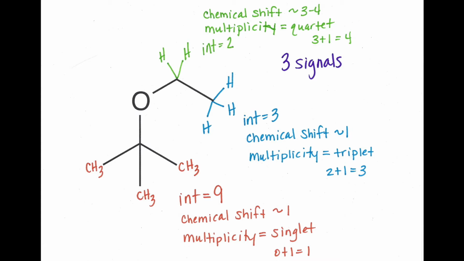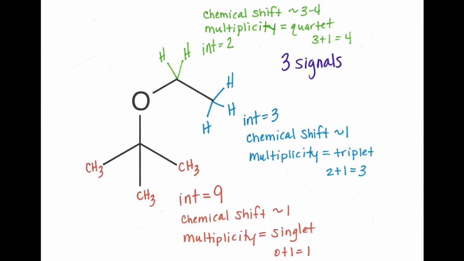For the multiplicity, we're going to have all 9 of those protons accounted for in one signal, and the adjacent carbon in each case has 0 protons. So we're going to see a very tall singlet that integrates for 9. For the green protons, these are alpha to an electronegative atom, so they'll have a chemical shift between about 3 and 4. The 2 green protons see 3 protons on the adjacent carbon, so that means that their multiplicity is going to be a quartet.